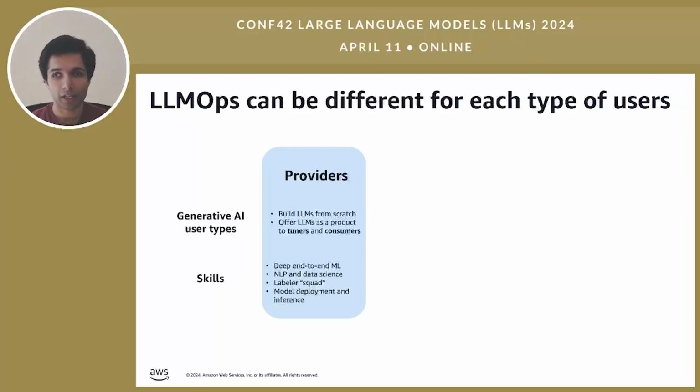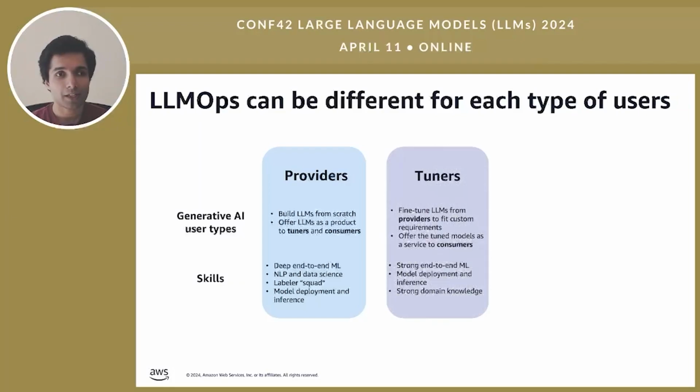In this case, we take a llama model, which has been built from scratch. And that model can be used for different use cases: NLP, data science, model deployment, inference, etc. So that's a provider. You have got a model from there. Internally, your team can decide to do fine-tuning on those models. Those are the people who are doing fine-tuning on the model to fit custom requirements. Maybe you have business-specific data which you want the model to be a little bit more aware of.